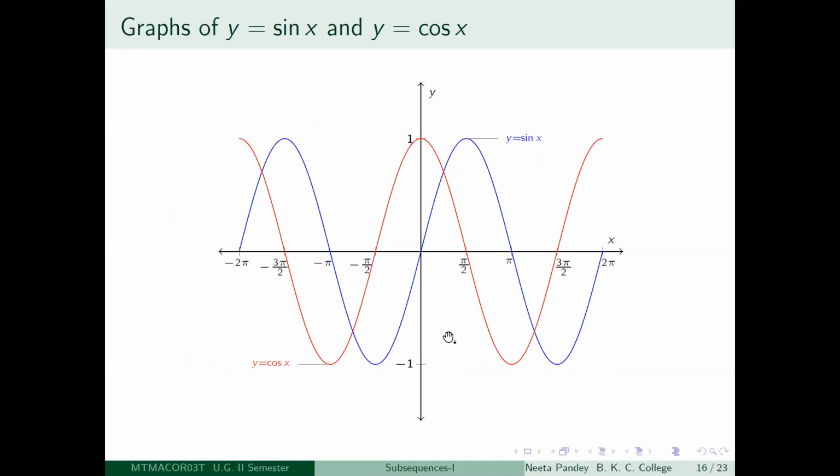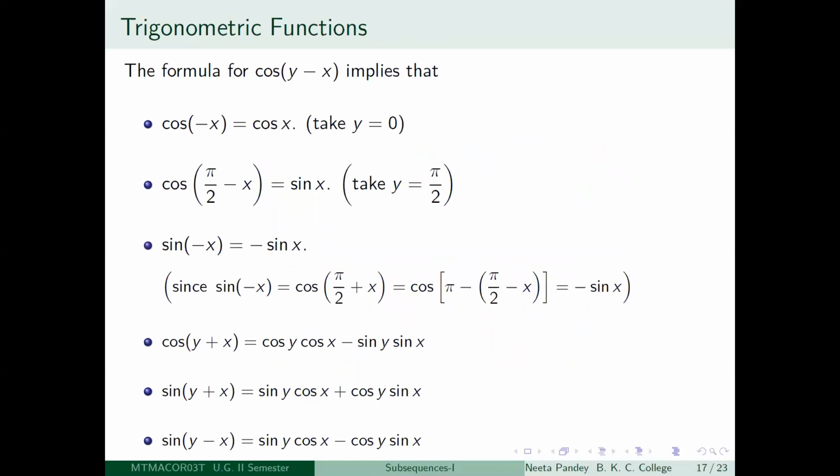Okay, so in the next slide, I have just tried to draw the graph of sine and cos. You can see the blue graph is the sine function, and the red graph is the cos function. And you can see that at various points, what are the values taken by the graph? Okay, so once you have sin x and cos x in hand, you can define other trigonometric functions also. But before that, let us just go quickly through these properties.